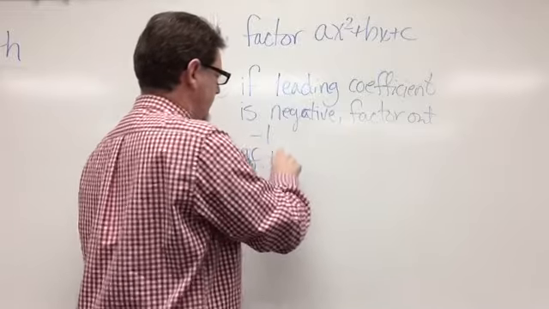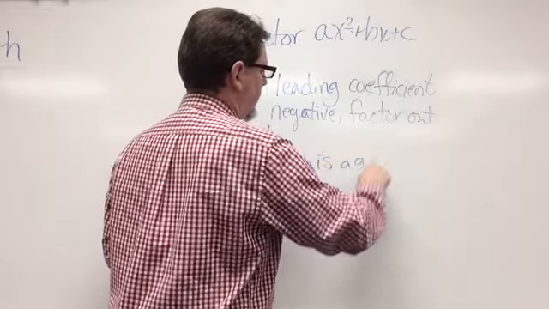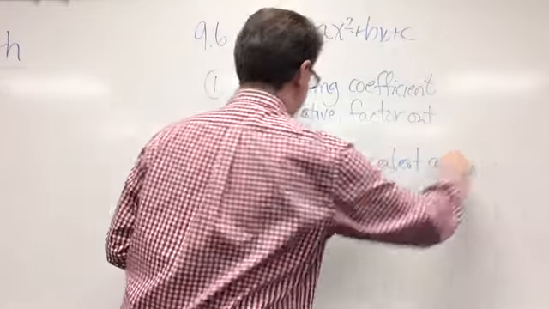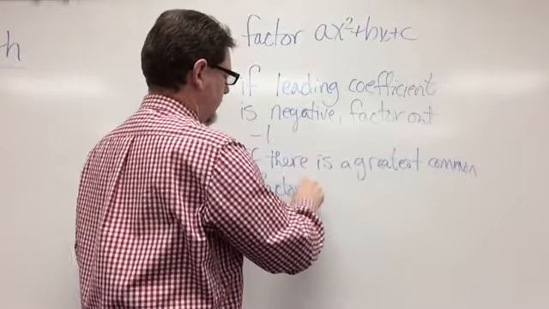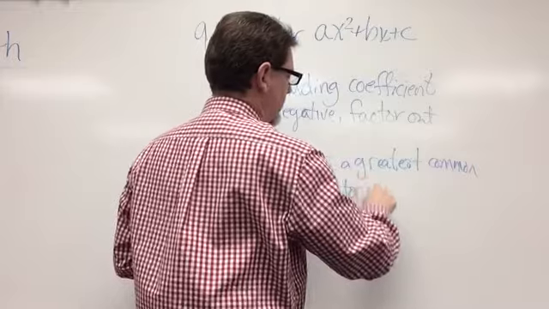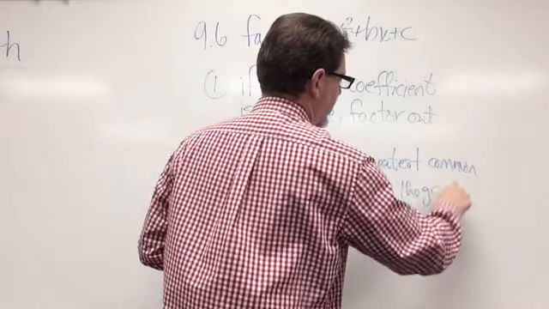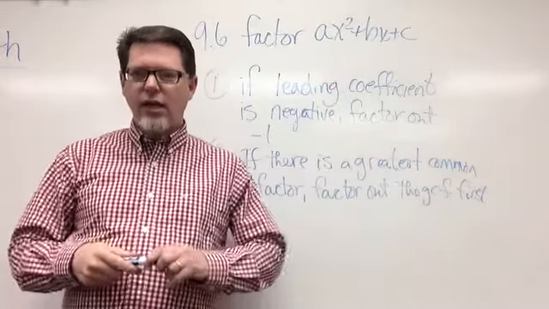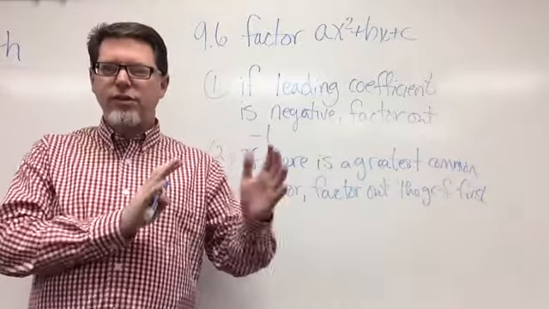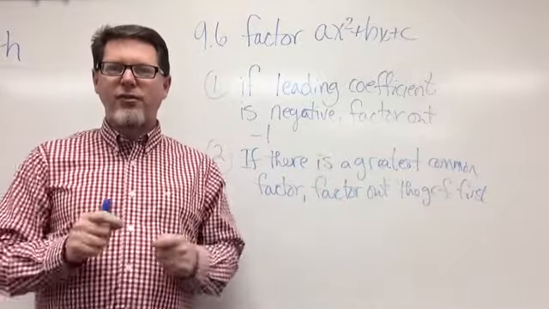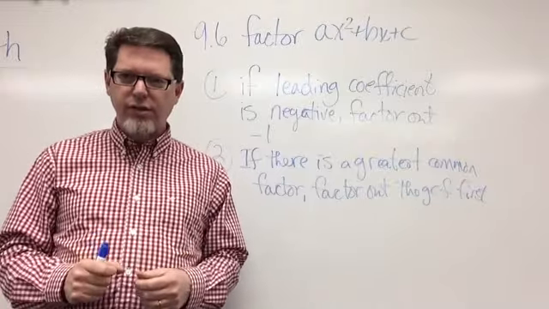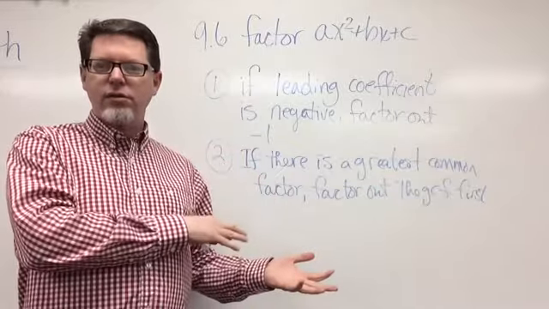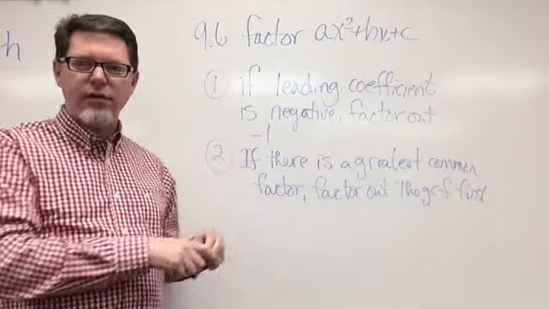The second thing to know, if there is a greatest common factor, factor out the GCF first. If I have a greatest common factor between all of the terms that are in my trinomial or my polynomial, I have to factor out that greatest common factor first. Then I can factor the trinomial into two binomials. Now I'm going to go over these and we're going to do sample problems for each of them in just a second, but I wanted you to have all these three things down.